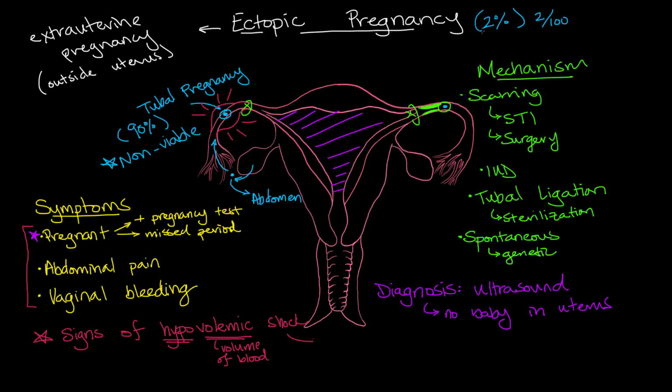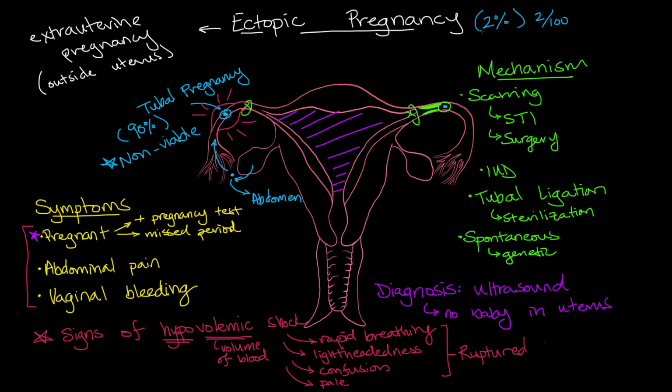And so we'll talk more about this in postpartum hemorrhage, but you'd have signs like rapid breathing, lightheadedness, maybe even confusion. You may go pale as well. So these are all really red flag signs of a ruptured tube.